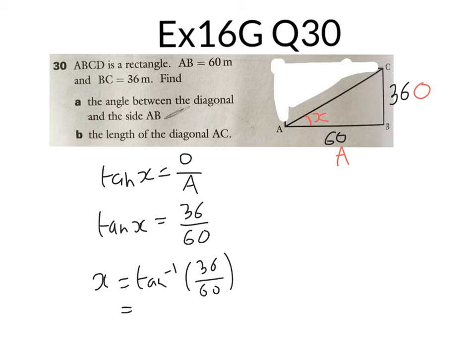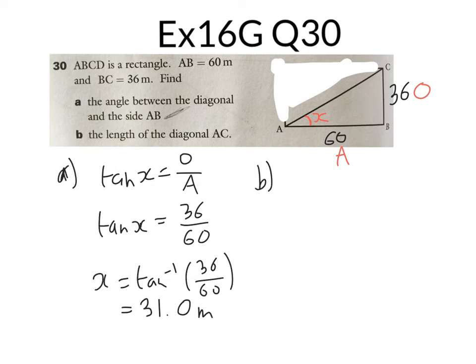Do that in your calculator, and you should get 30.96. So let's go with 31.0 to 3 significant figures. And that question's in meters. That's part A.